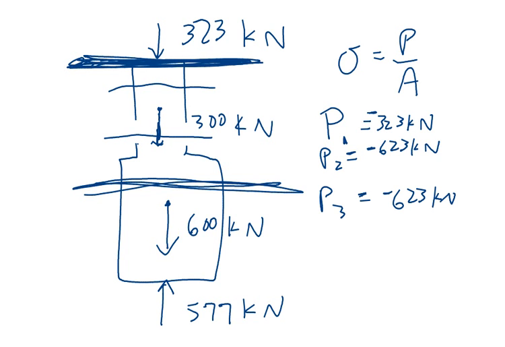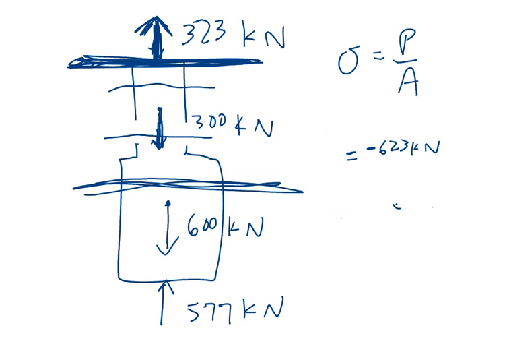I'm sorry, I messed up here, didn't I? That 323 was up. I drew this incorrectly. It's up. So I apologize for that. Okay, so let's see. So this is positive. Okay, and this was down. Let's redo it. Let me redo this. Okay, so P1 is 323. Let me leave out the kilonewtons. We all know that this is kilonewtons. And it's positive because it's tension.